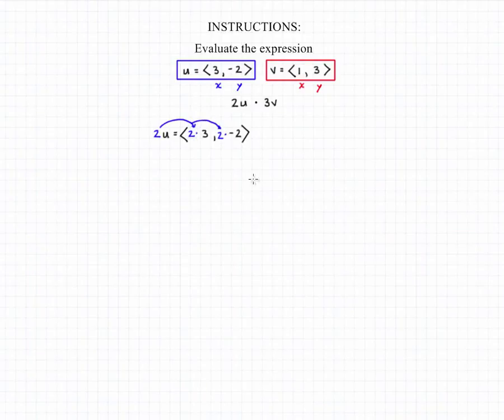So we'll have 2 times 3 and 2 times negative 2. That will result in vector 2u being equal to (6, -4). And now this vector will have its own set of x and y coordinates, which we're going to use when we do the dot product.